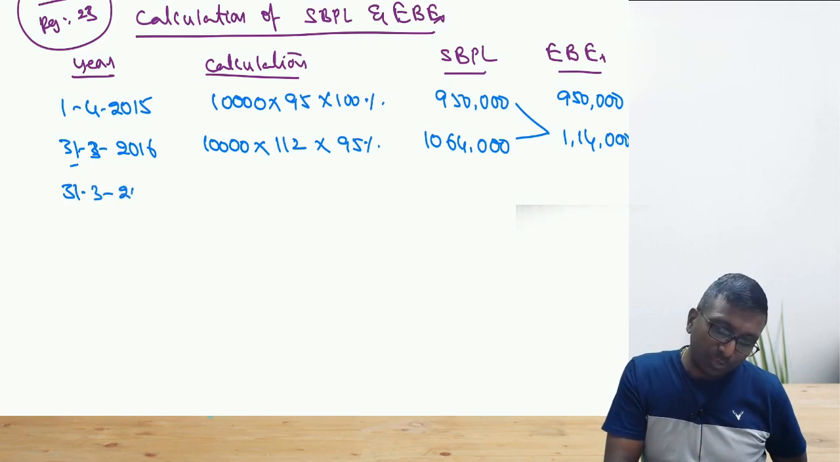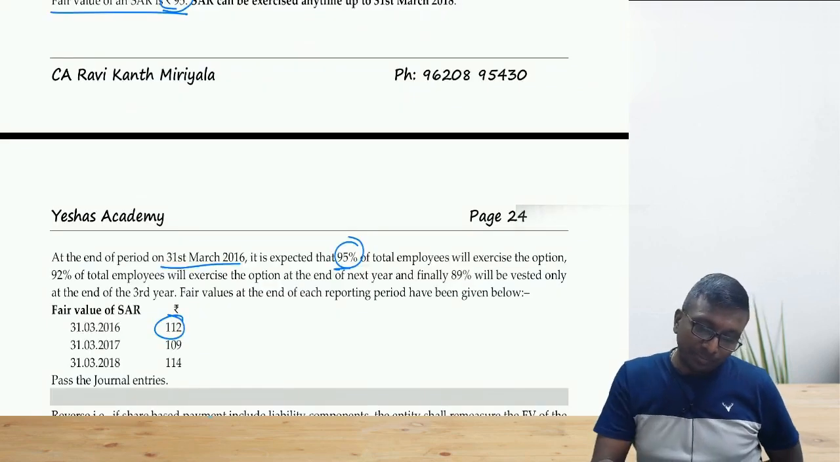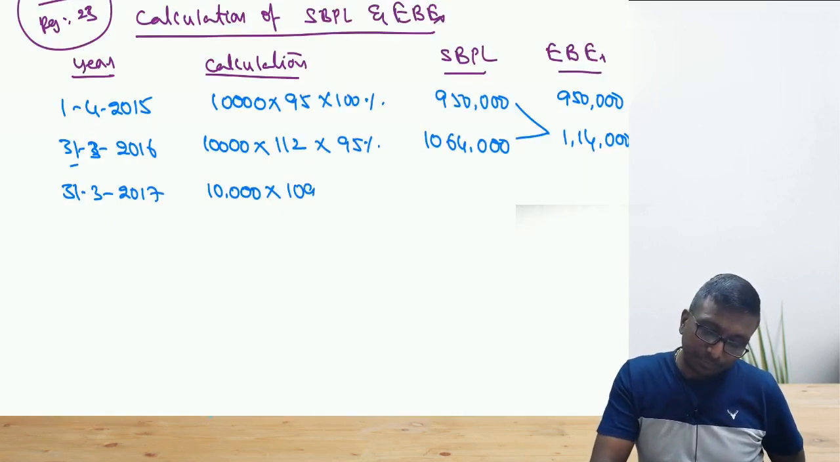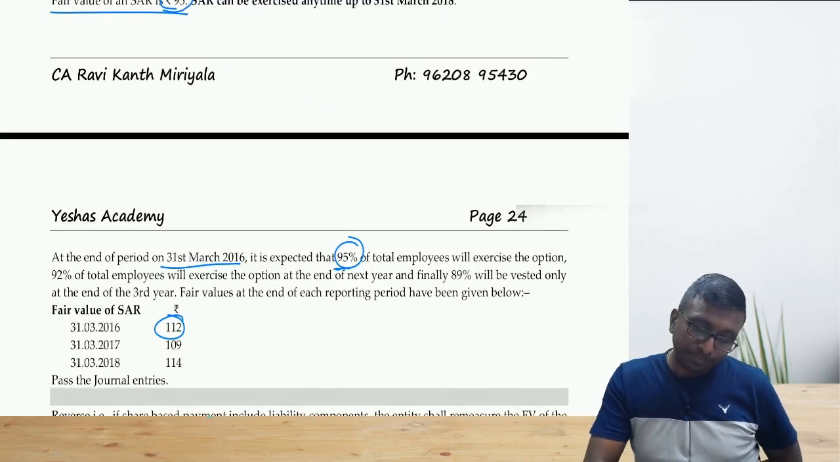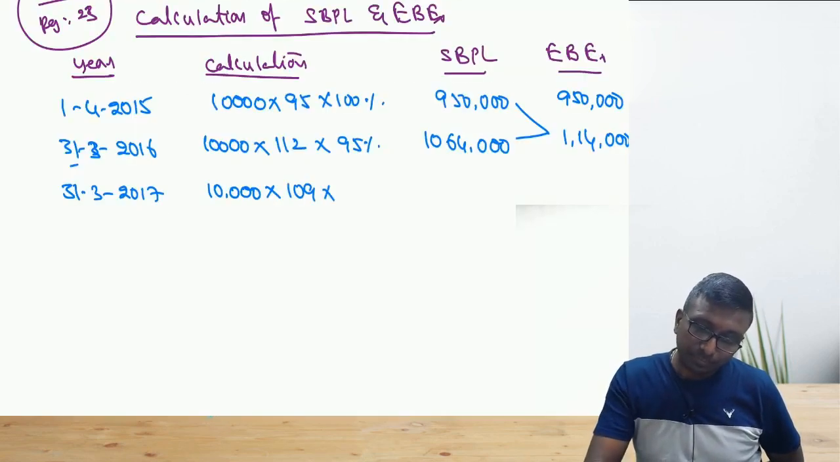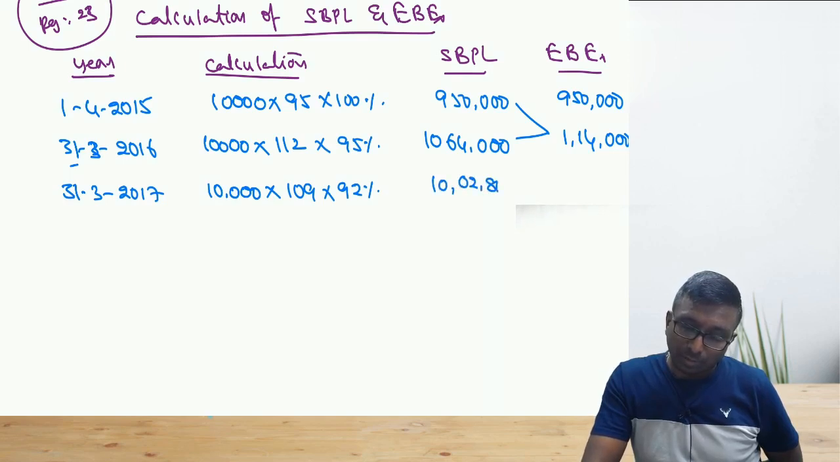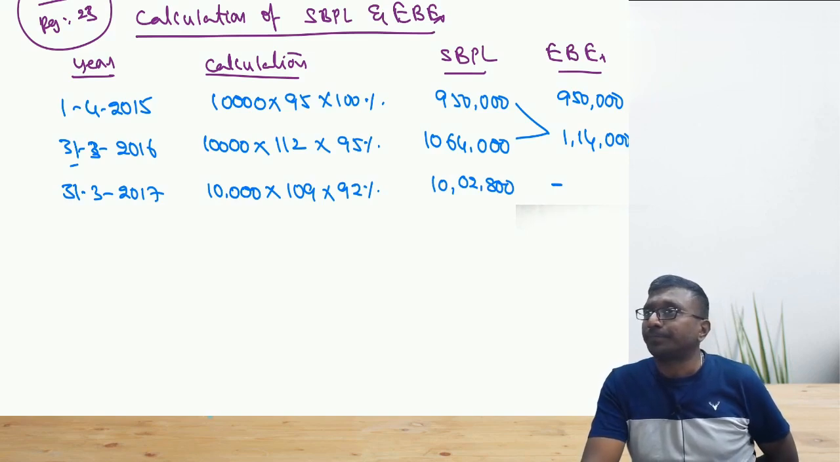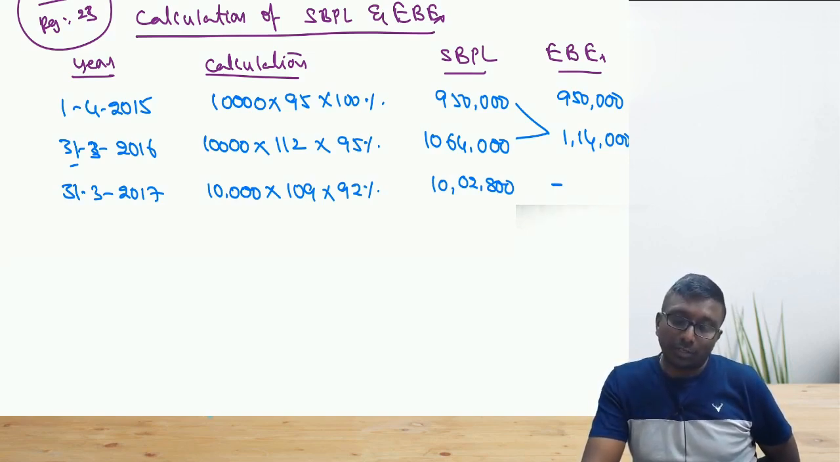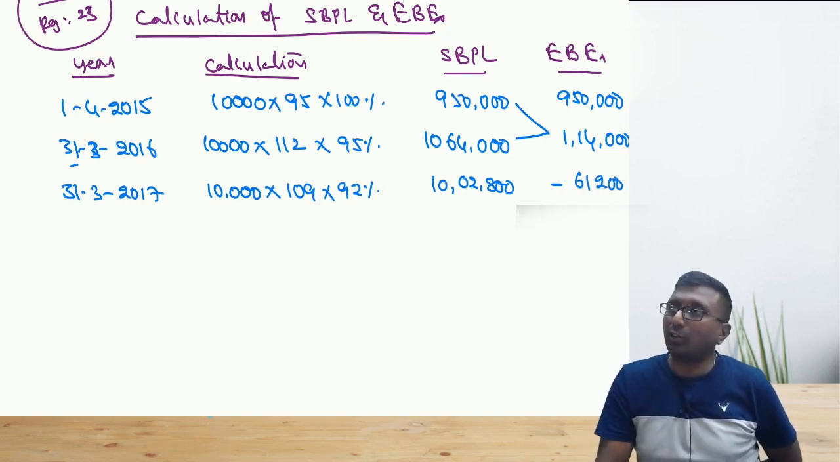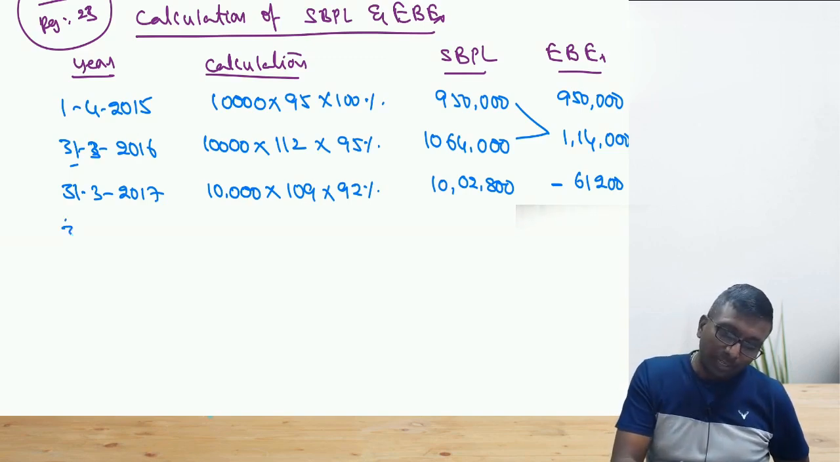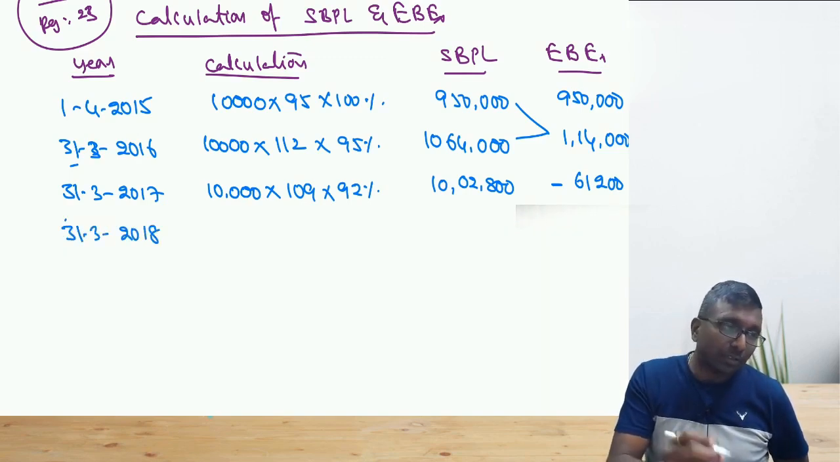Yeah, 31st March 2017. 10,000 shares into 109. What is the percentage they said? 92 percent. It comes to 10 lakh. Okay, so a minus number. It's falling down, na? How much? 61,200. A negative number will come. Reversal entry.